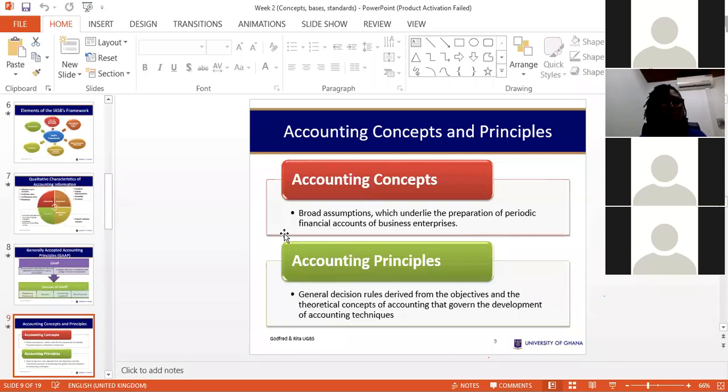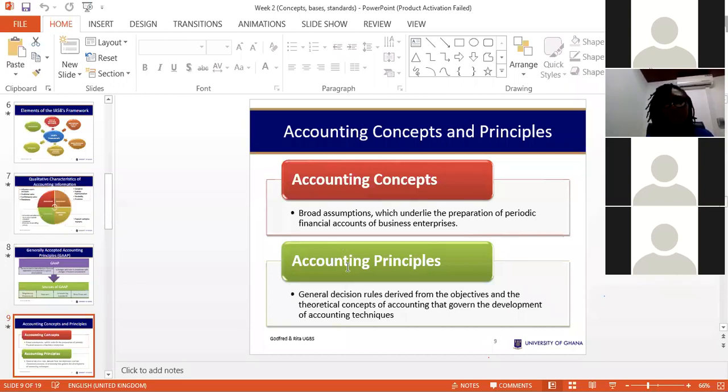So we assume this will happen, and we hold that constant in our minds, and so it allows us to do things the way we would prepare it. So those are accounting concepts. And in the course of the class, we'll see some of the accounting concepts.